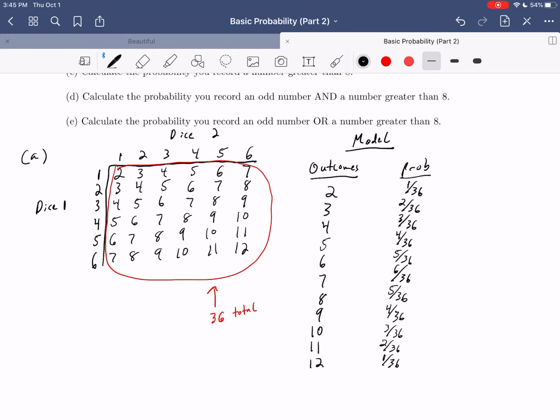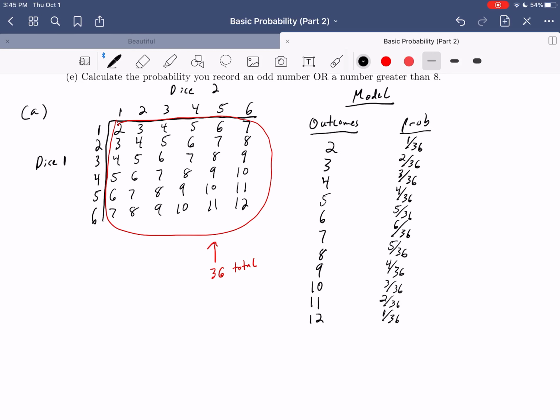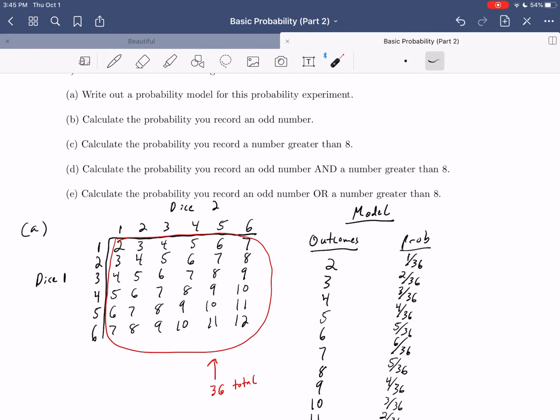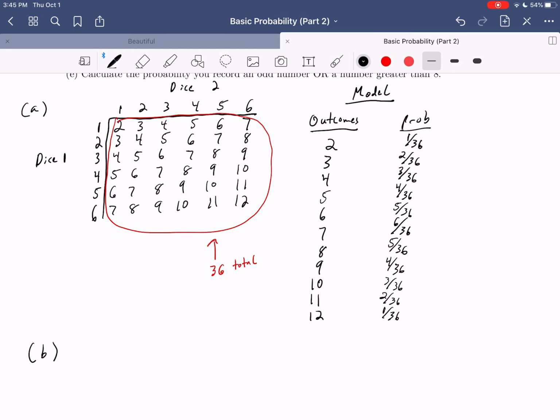All right, let's use this model to answer some other questions. So for part B, we want to go ahead and record the probability that we get an odd number. So let's go ahead and see that. Probability of an odd. Okay, which of these outcomes are odd numbers? Well, it's things like 3, 5, 7, 9, and 11. So this is the probability that we get something like a 3, a 5, a 7, a 9, and an 11. Let's add those probabilities.